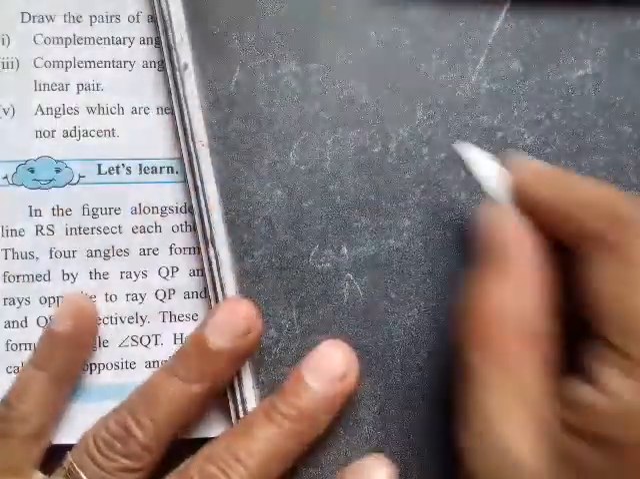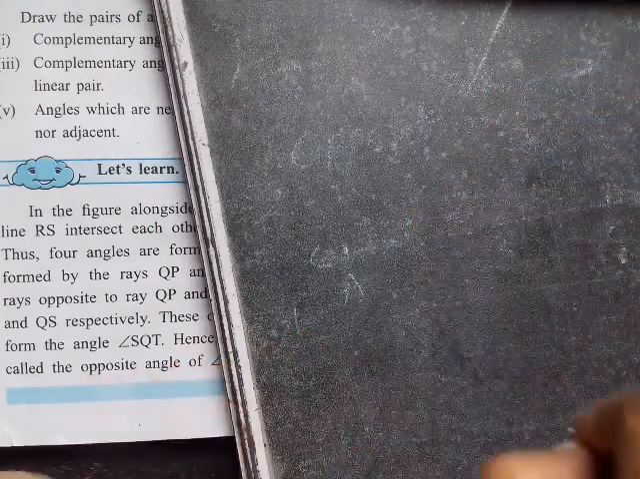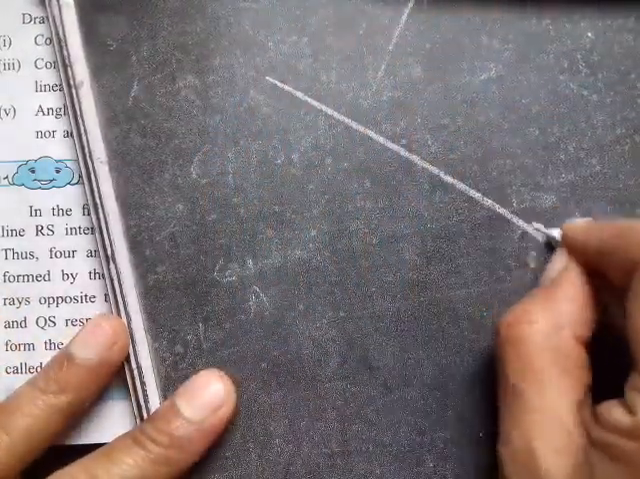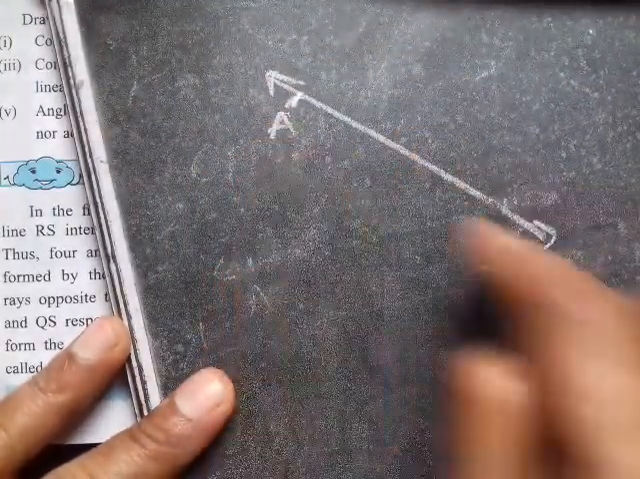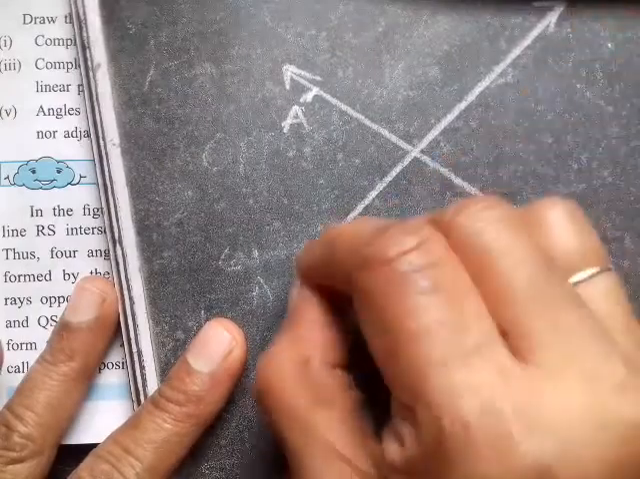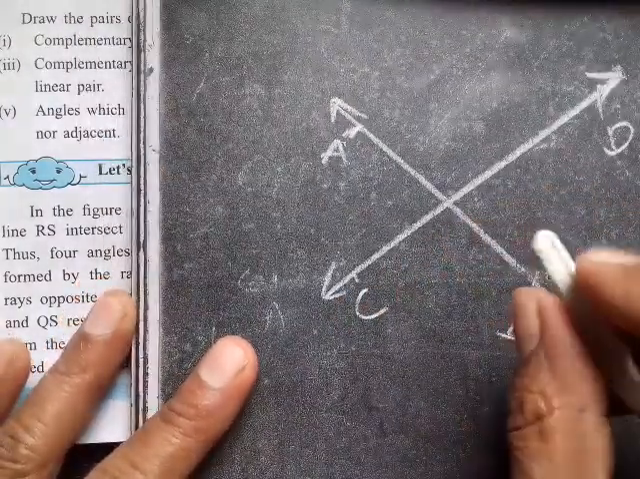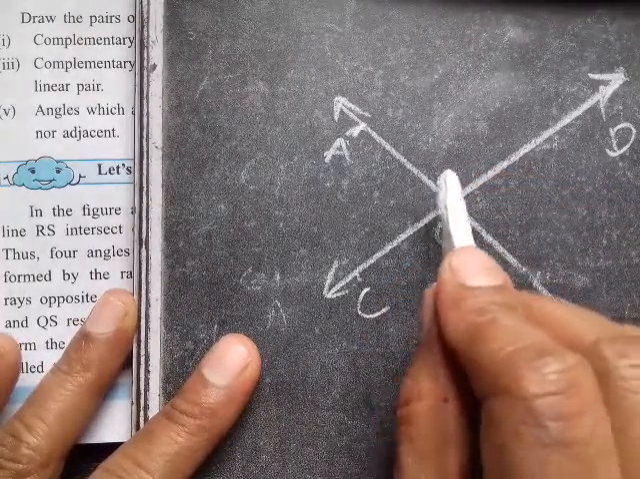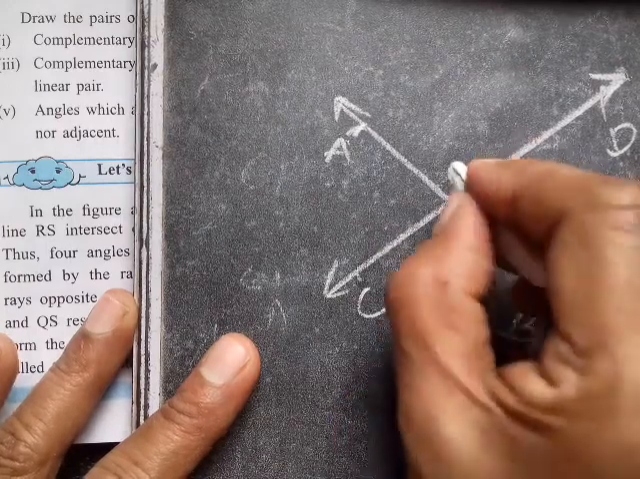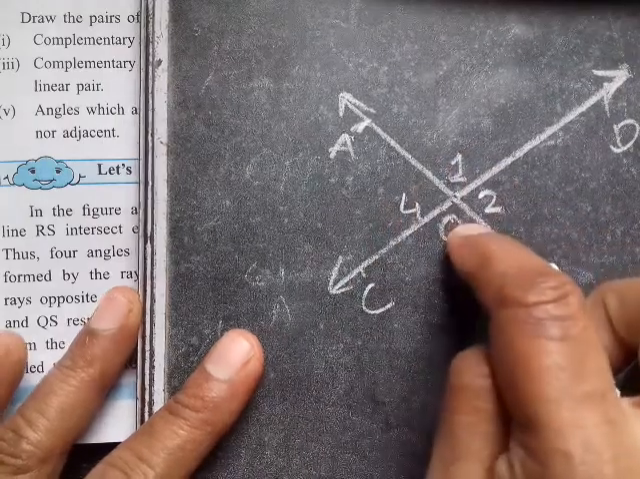Now what is meant by vertically opposite angle? Vertically opposite angles are the angles formed by the arms of opposite rays. Now two opposite rays are there. Suppose this is AB, one opposite ray, and CD is another opposite ray, and they intersect at O. How many angles are they forming? 1, 2, 3, 4. I will put numbers 1, 2, this is 3 and 4. These four angles are formed.